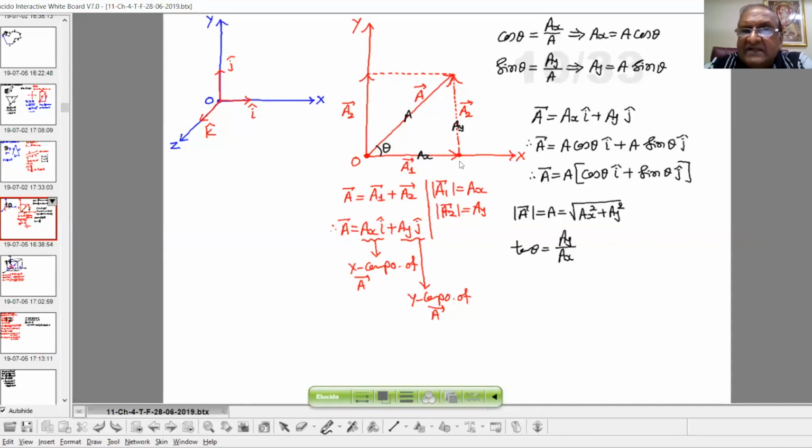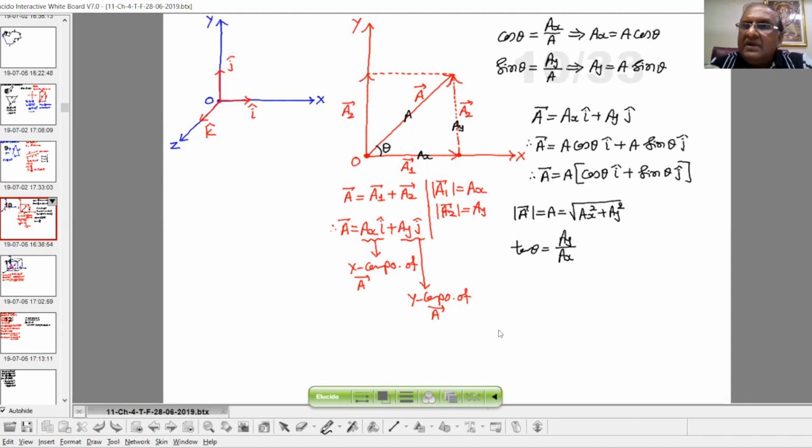But see, A1 is in x direction. So suppose its magnitude is Ax, and A2 is in y direction, so say its magnitude is Ay. Now this vector A1 with magnitude Ax is in the x direction, and the unit vector in the x direction is i caret. So we can write A1 equal to Ax i caret. Similarly, A2 equal to Ay j caret. Clear? Now we can say the resolution of vector A is Ax i caret in x direction, and the resolution of vector A in y direction is Ay j caret.